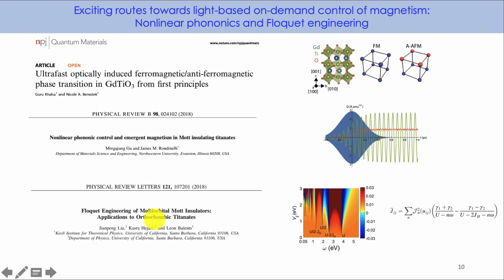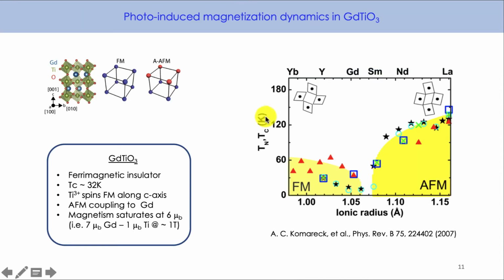These are really neat ideas. They are, I would say, challenging, but we're beginning to work on these things to see if we can make some headway. The material that we've been looking at is this gadolinium titanate. As I mentioned, this is a ferromagnetic insulator, with a transition temperature of about 32 Kelvin.